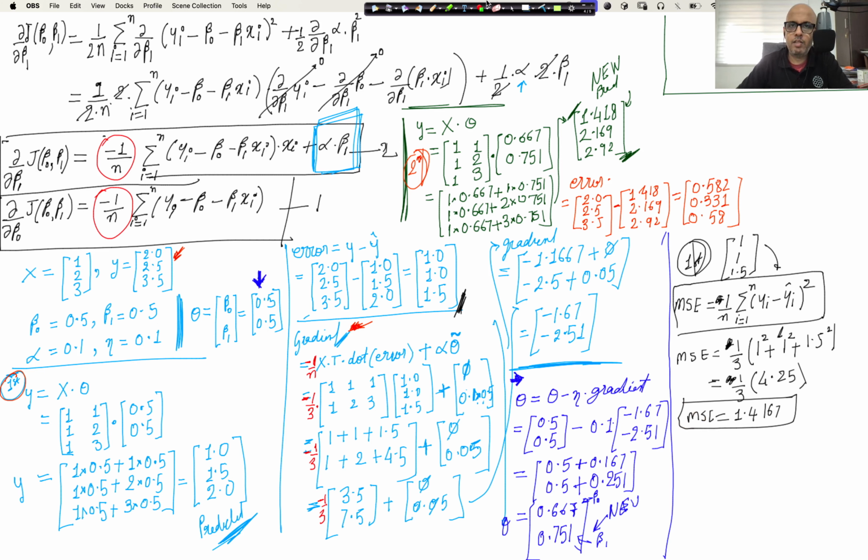We can now calculate the MSE in the second iteration. Let's see how we can do that. In the second iteration, the MSE should be lower, I would hope. We have again 1 by 3, that stays the same. The values that we are going to square are from this relation, the error that we have, which is 0.582 squared, plus 0.331 squared, plus 0.58 squared, and let's see what we get.